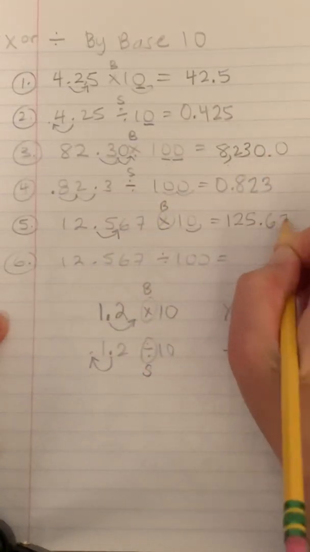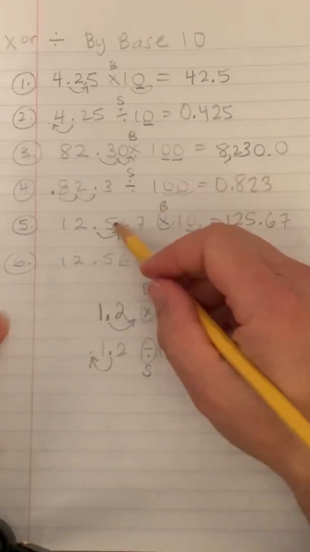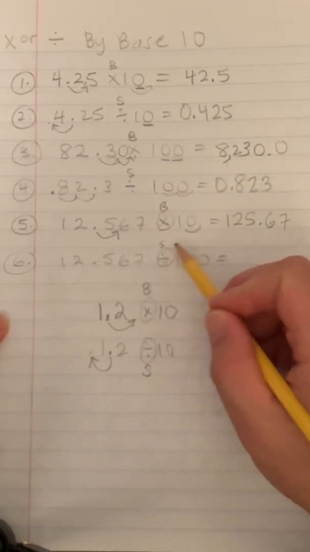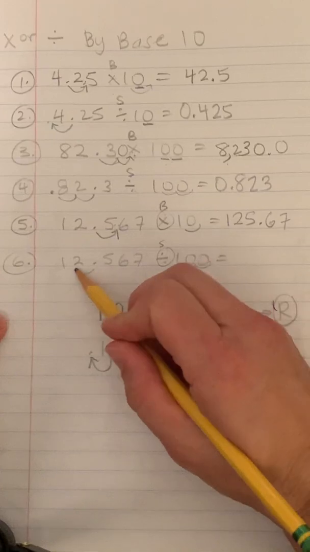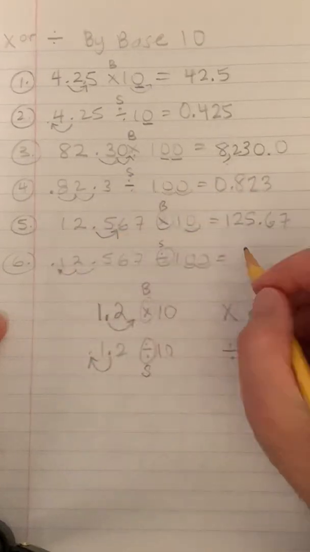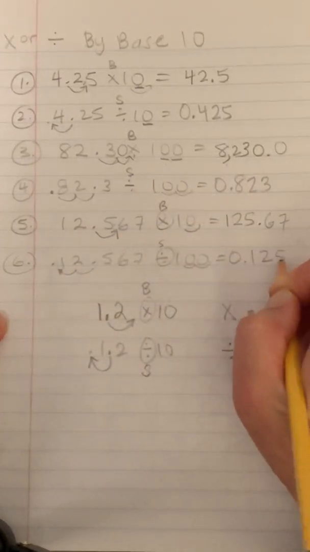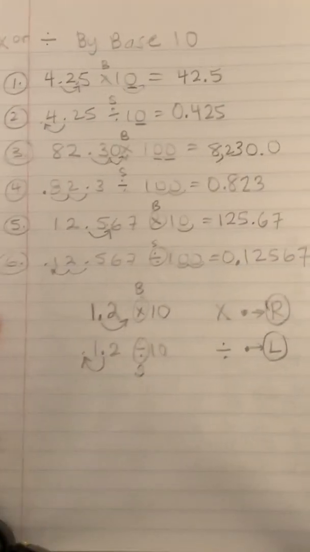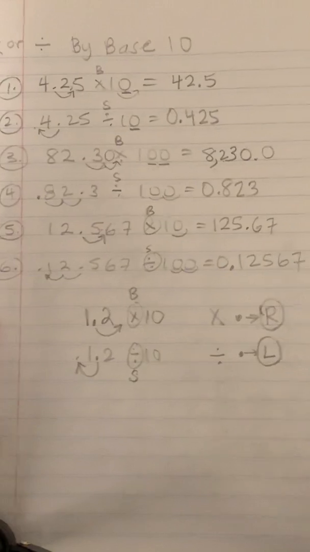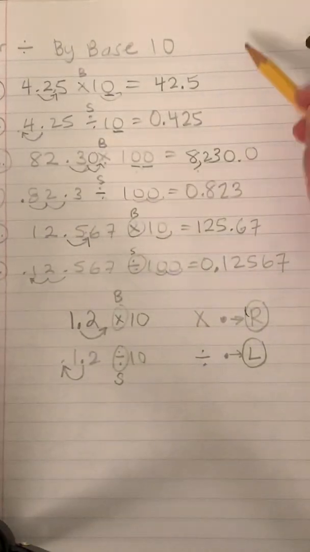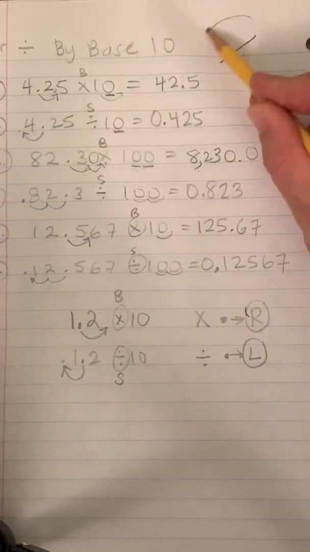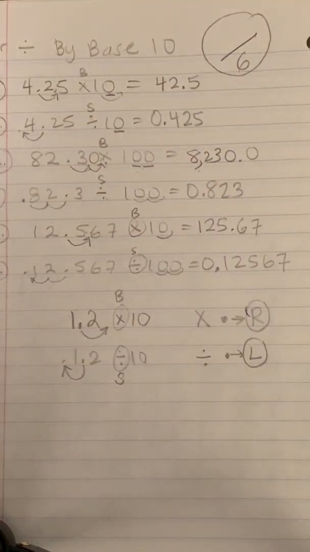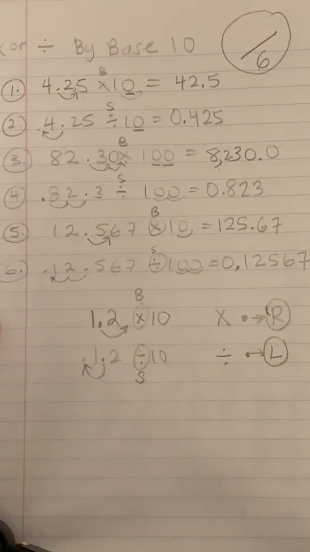This number is getting bigger by 1 digit to the right. 125 67/100. And this one is getting smaller, 2 digits. 1, 2. 0, 1, 2, 5, 6, 7. Great. If you got all of those correct, that was 6 problems. Please score yourself. Tell me how many you got correct by yourself out of 6. Well done. And that is our decimal review.